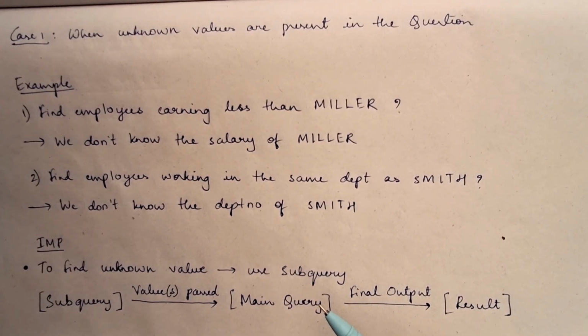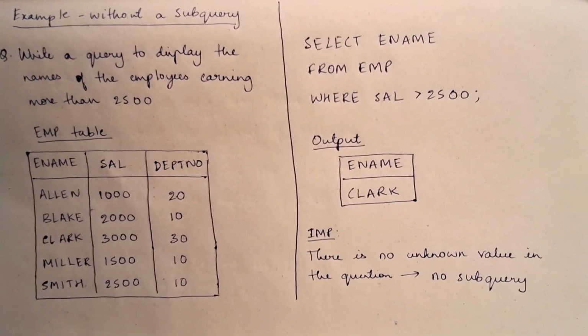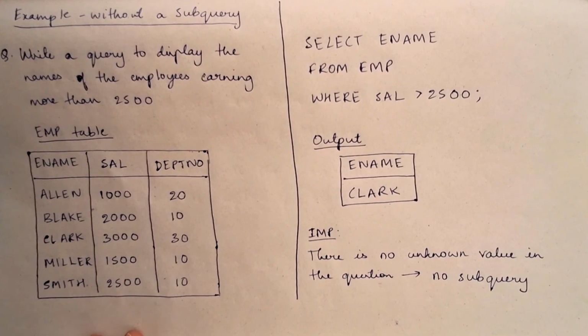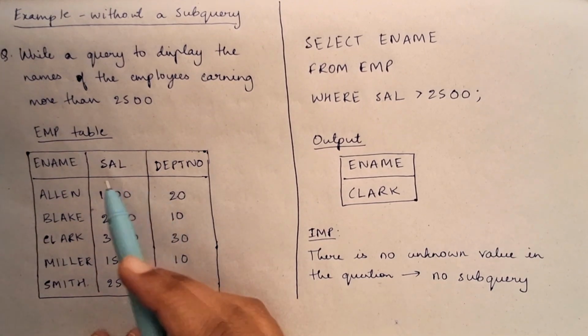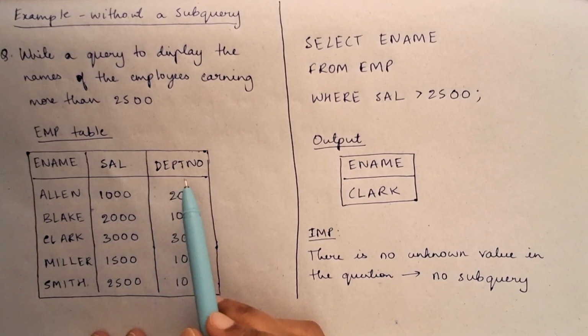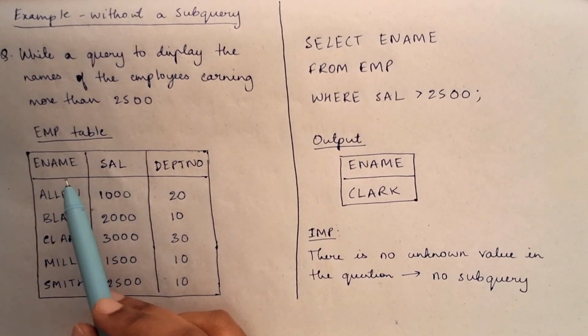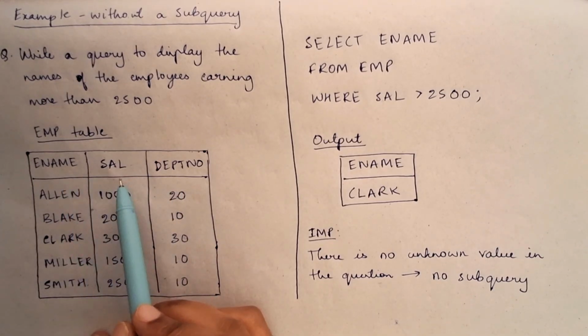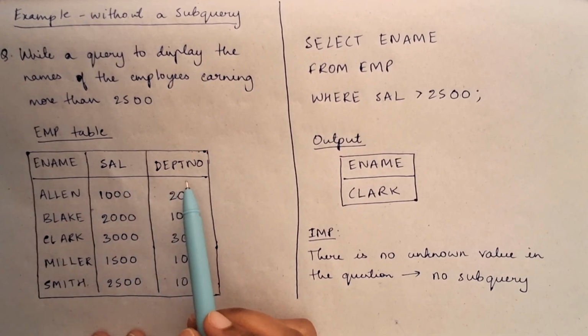So whenever the question contains unknown values that must be fetched from the table itself, we use a subquery. Before solving the questions, first let us look at the simple EMP table that we will use for our examples. Here the table contains 3 columns: ename, which represents the employee name; sal, which represents the employee salary; and department number, which represents the department number.